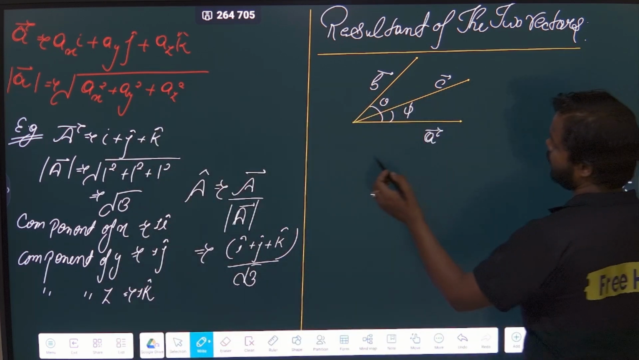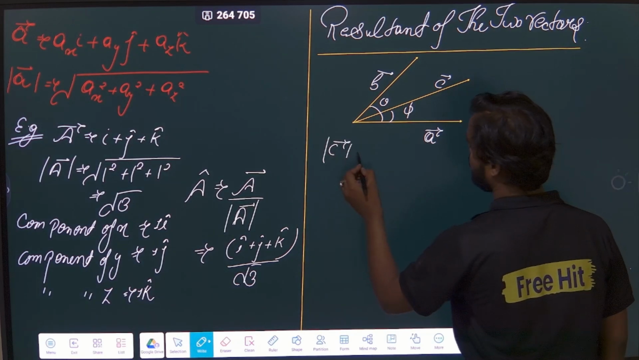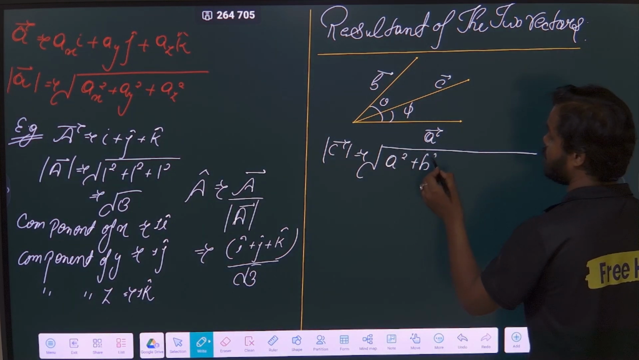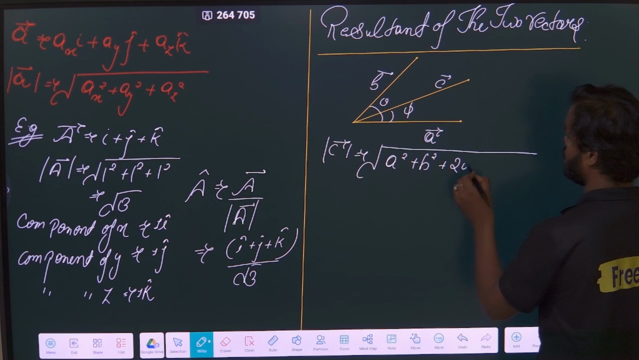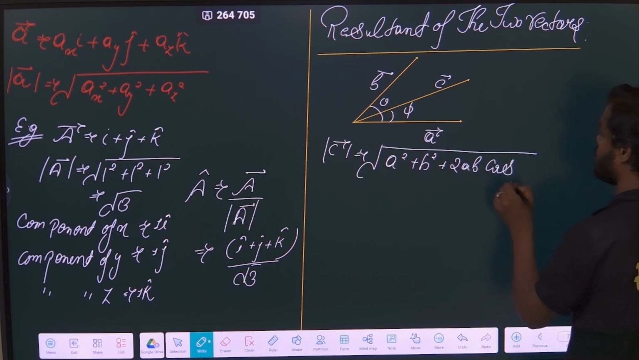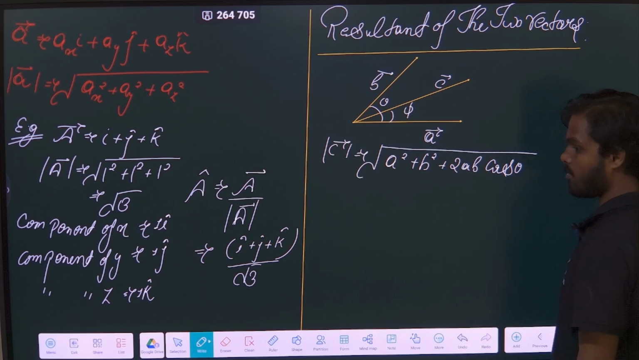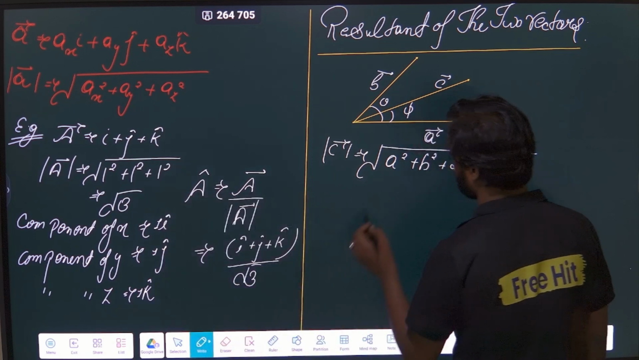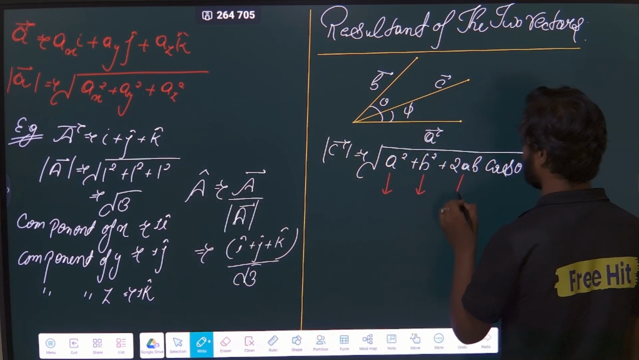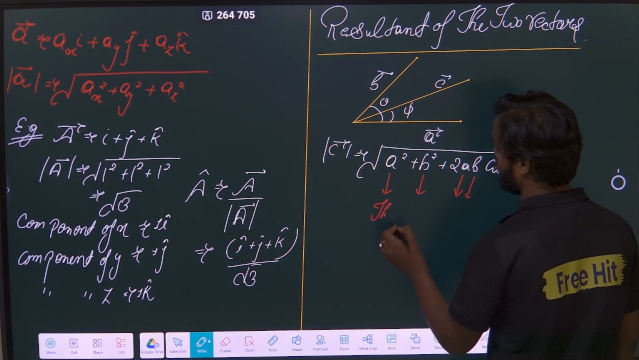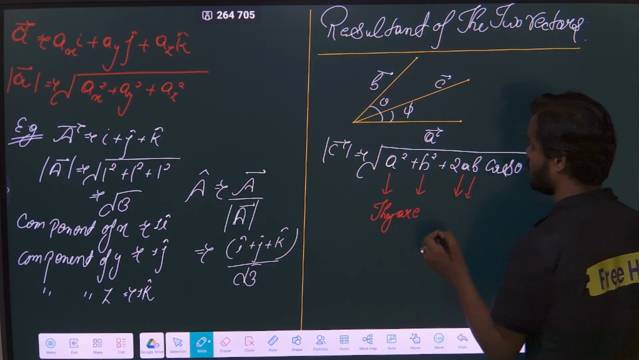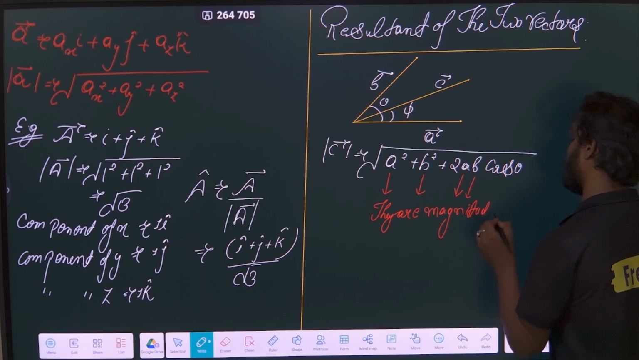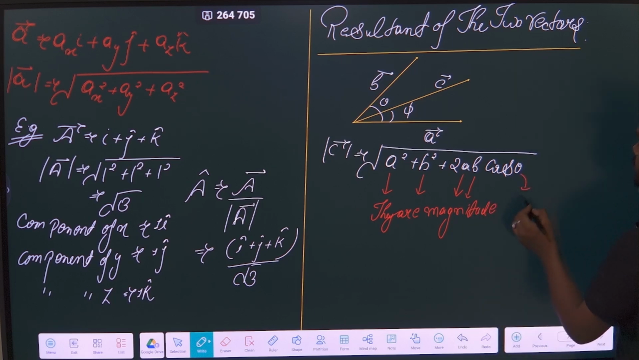So what is my resultant vector first? There are two things for a vector. First is magnitude. What is the magnitude of this vector? The first thing is the square root of A square plus B square plus 2AB cos theta. That is the first thing. Where these values are magnitudes. Remember, they are not vectors, they are magnitudes. You have to find the magnitude, then put it. And theta is the angle between these two vectors.